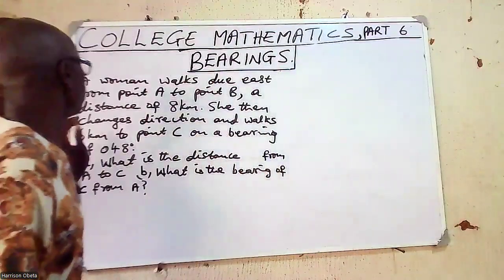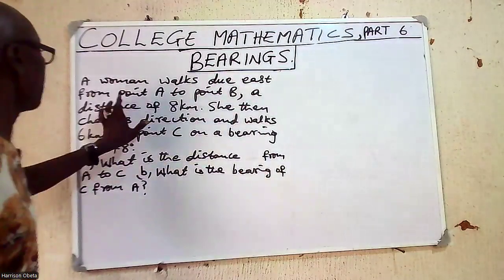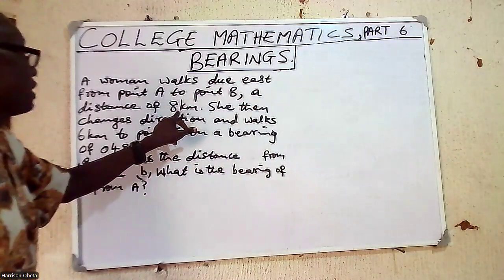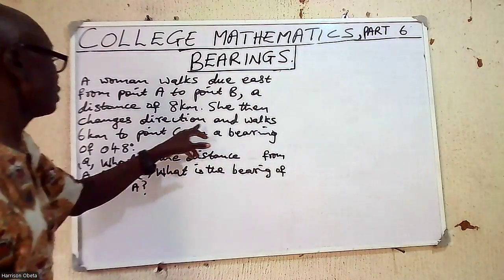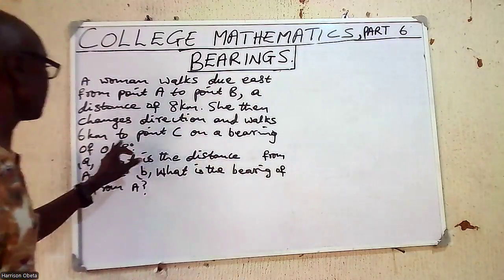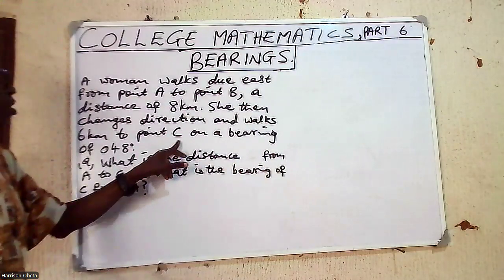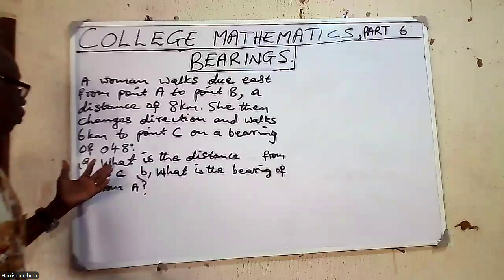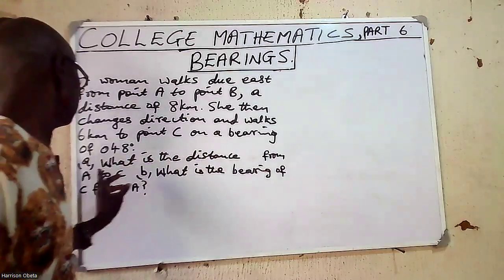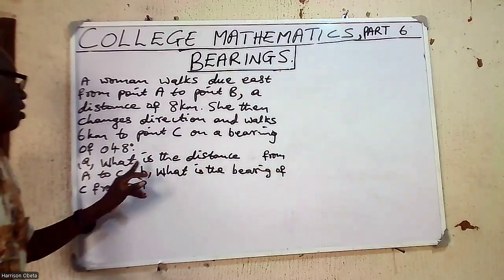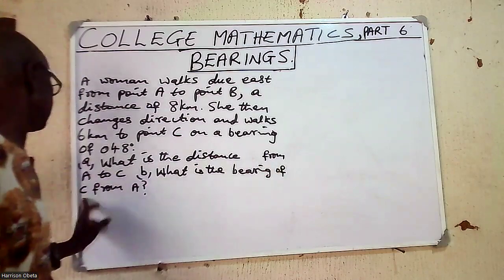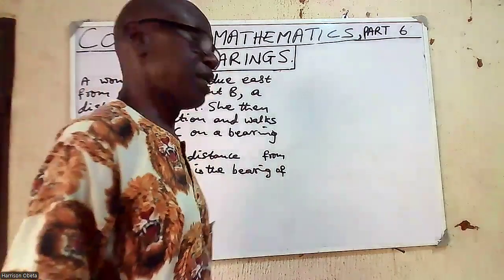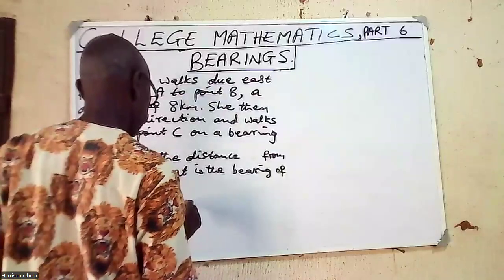So we have a question on the board. A woman walks due east from point A to point B, a distance of 8 kilometers. She then changes direction and walks 6 kilometers to point C on a bearing of 048 degrees. What is the distance from A to C? What is the bearing of C from A? So as usual, we have to start by drawing the diagram.